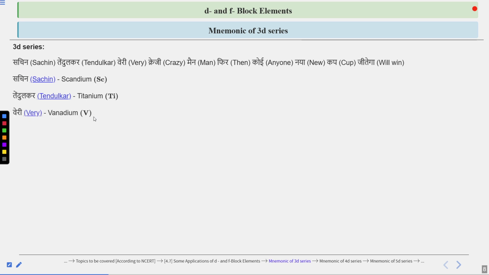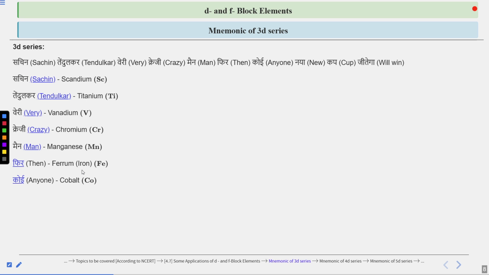Next is Very, which we relate with vanadium, that is V. Crazy, we relate with Cr, the symbol for chromium. Man we relate with manganese, symbol Mn. Phir, which we relate with ferrum, that is iron, Fe. Koi we relate with cobalt, that is Co. Naya we relate with nickel, that is Ni.